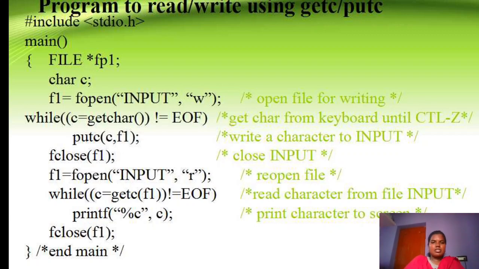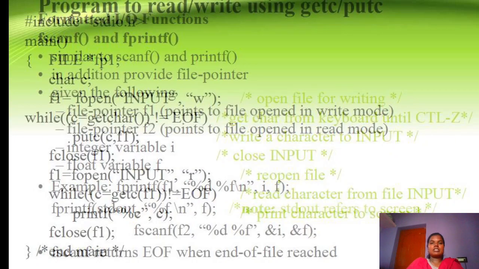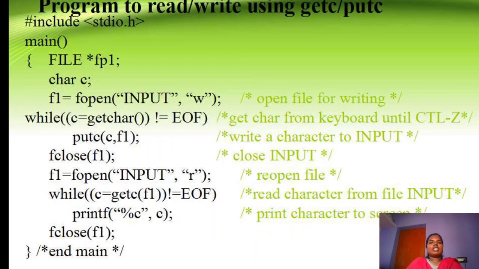Then while C is equal to getc of f1 is not equal to EOF, printf percentage %c comma c. Then fclose of f1, then end of the main. Okay, so like this we can write the program to read or write using fgets and fputs. So here we will create an input file and we will read the content of the input file.